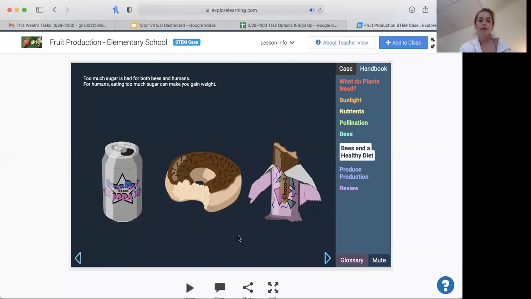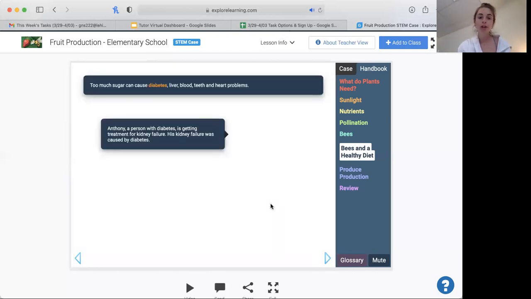Too much sugar is bad for both bees and humans. For humans, eating too much sugar can make you gain weight. Too much sugar can cause diabetes, liver, blood, teeth, and heart problems. Anthony, a person with diabetes, is getting treatment for kidney failure. His kidney failure was caused by diabetes.